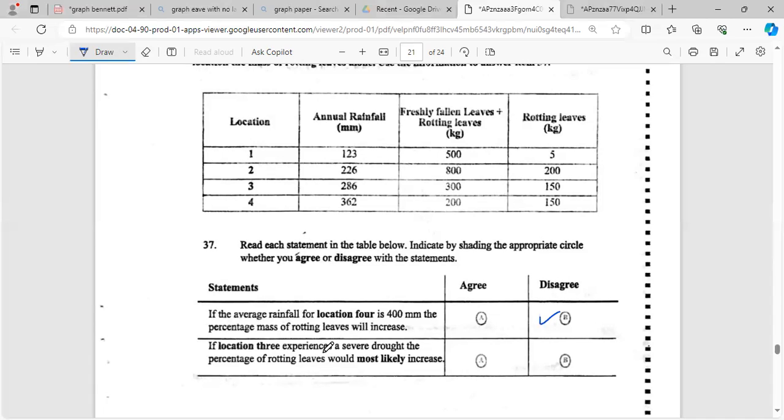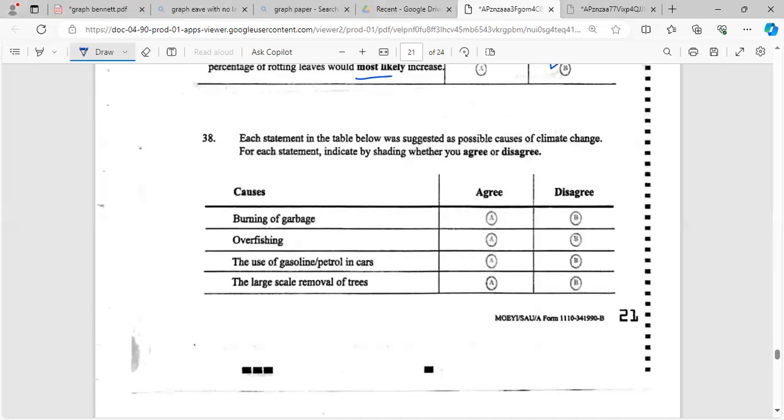If the location 3 experiences a severe drought, the percentage of rotten leaf would most likely increase. No, sir, I disagree. Alright, 38 now.